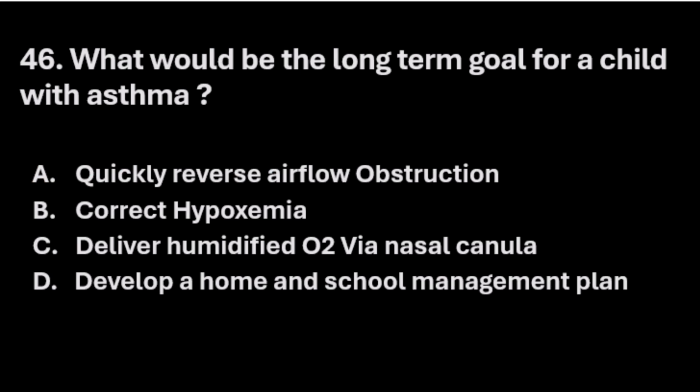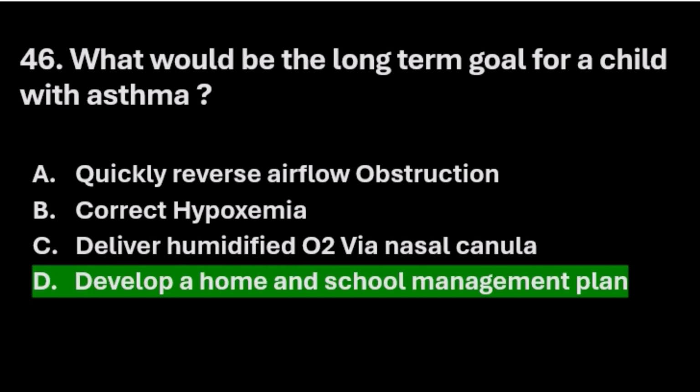Next question. What would be the long-term goal for a child with asthma? Option A, quickly reverse airflow obstruction. Option B, correct hypoxemia. Option C, deliver humidified O2 via nasal cannula. And option D, develop a home and school management plan. The right answer is option D, develop a home and school management plan.